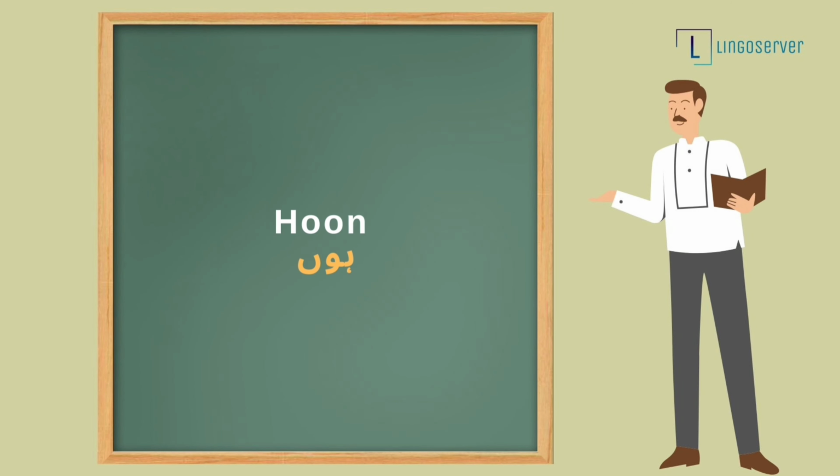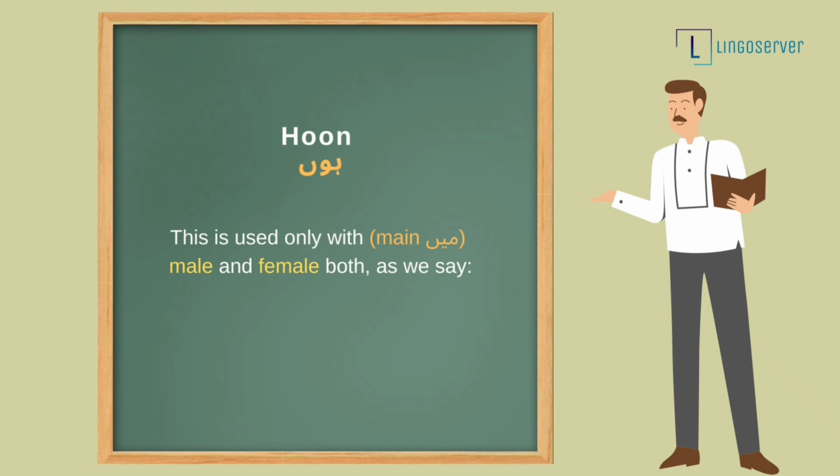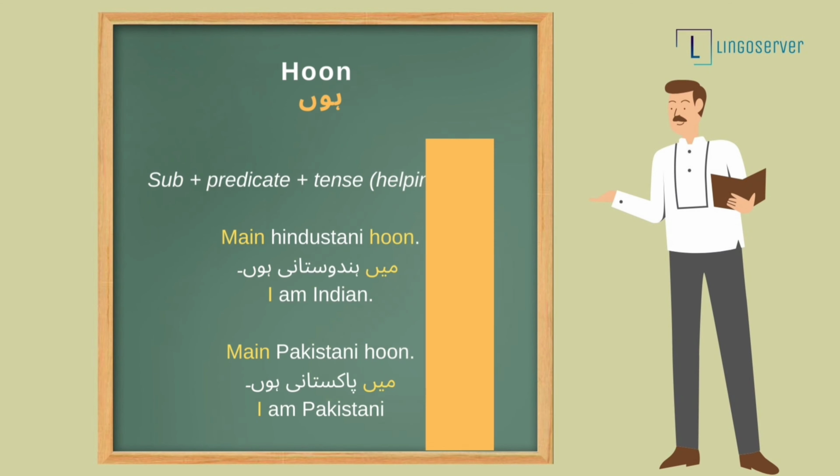in Urdu. हूँ is used only with मैं, I. Either it's used with male or female. As we say, मैं हिंदुस्तानी हूँ. I'm Indian. I, हिंदुस्तानी, Indian, हूँ, am. मैं हिंदुस्तानी हूँ. I'm Indian.